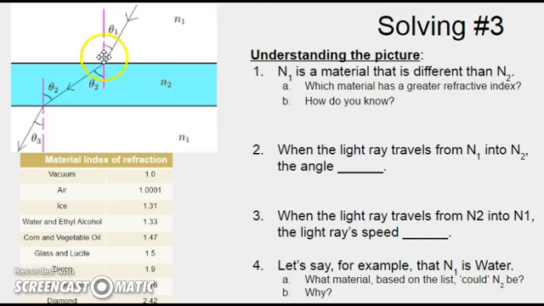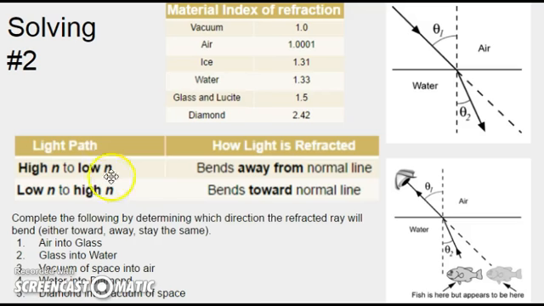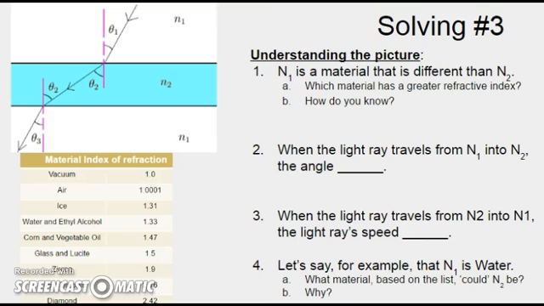So we're looking at what happens when light is traveling through a difference of n values. And you can always go back to applying this concept. It's either going to bend away or towards based on high to low n values. So you have to use a little bit more information or some other information. So let's say, for example, that N1 is water. What material, based on the list, could N2 actually be? So you'll use this to make sense of it.